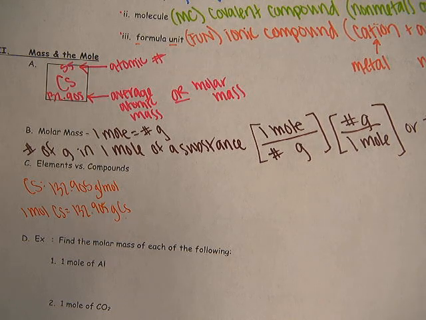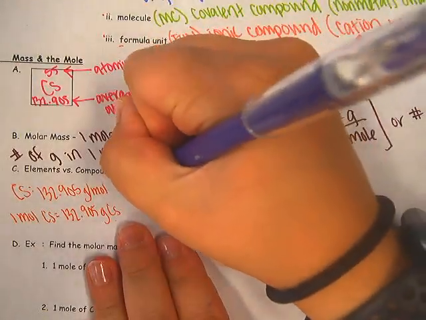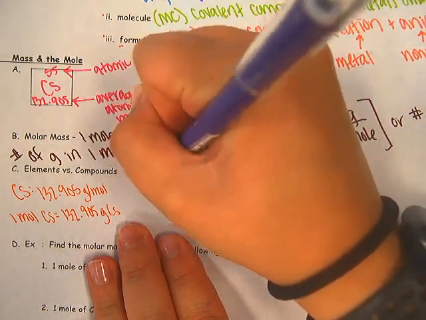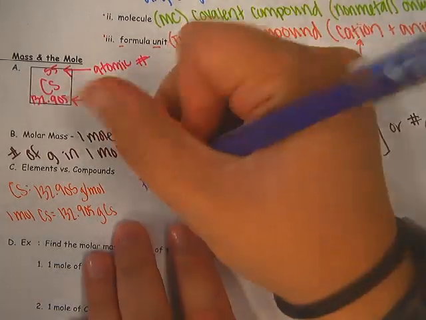Let's pick one of them. I don't care which one. One of the 7. All right, bromine. All right, bromine is Br.